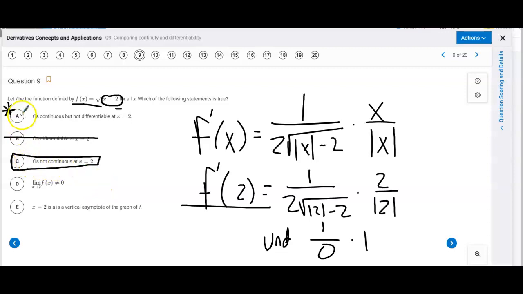So if I had to choose between A and C, I'm going to go with A because this one's just not specific enough. It is true that, oh wait, that one says f is not continuous. Gosh, I need to read these more carefully.